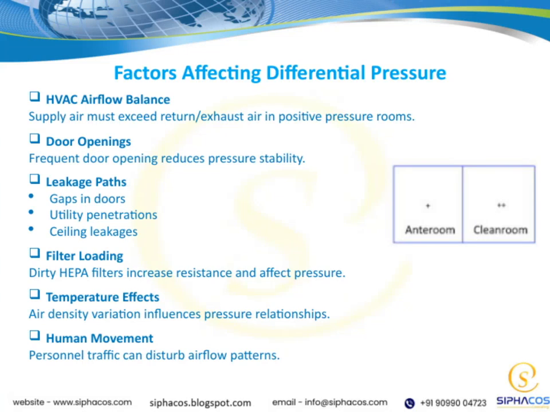Let's talk about what affects differential pressure in controlled environments. First, HVAC airflow balance is key. Supply air needs to be higher than return or exhaust air in positive pressure rooms. Then, frequent door openings can throw off pressure stability. Leakage paths, like gaps around doors or ceiling penetrations, also cause issues. Dirty filters add resistance, changing pressure too. Temperature shifts affect air density, which changes pressure relationships. And finally, human movement. People moving around can disrupt airflow patterns more than you might expect.